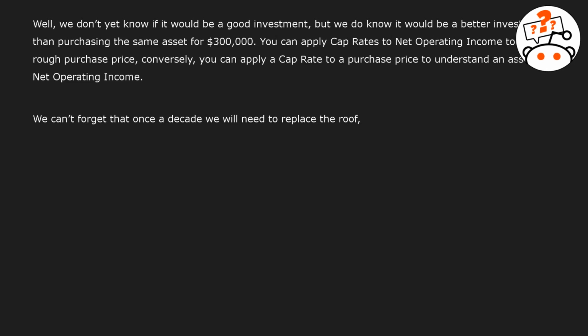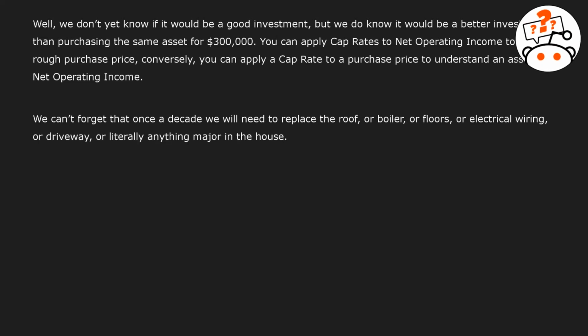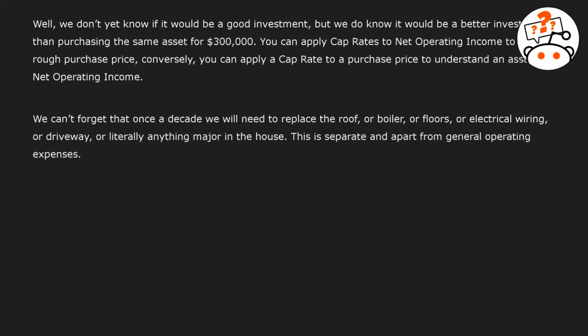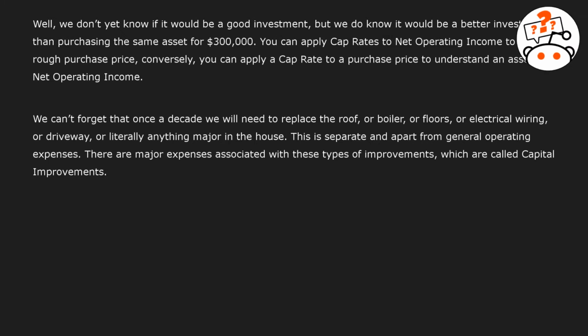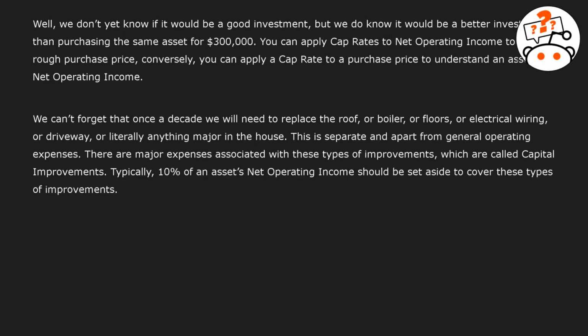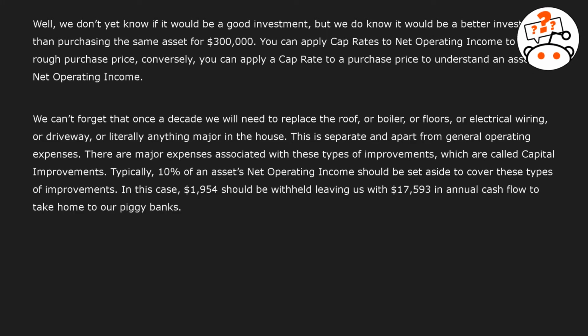We can't forget that once a decade we will need to replace the roof, or boiler, or floors, or electrical wiring, or driveway, or literally anything major in the house. This is separate and apart from general operating expenses. There are major expenses associated with these types of improvements, which are called capital improvements. Typically, 10% of an asset's net operating income should be set aside to cover these types of improvements. In this case, $1,954 should be withheld, leaving us with $17,593 in annual cash flow to take home to our piggy banks.